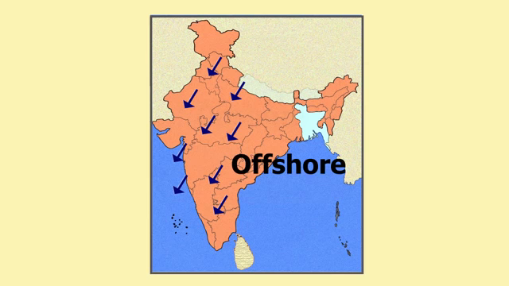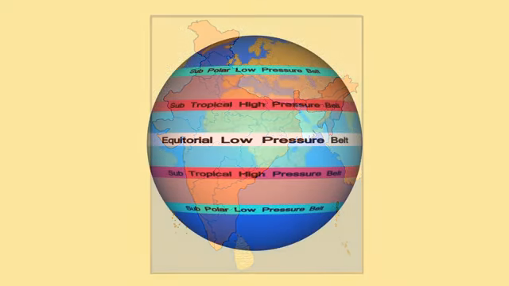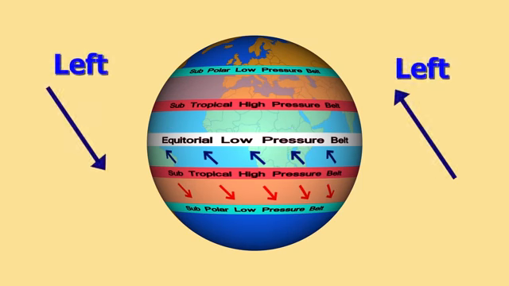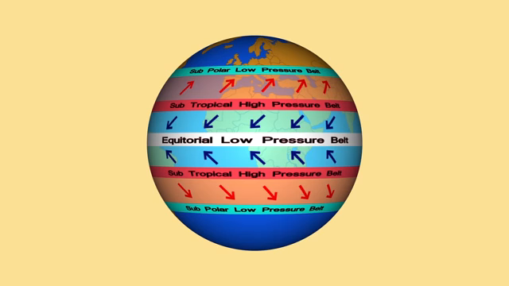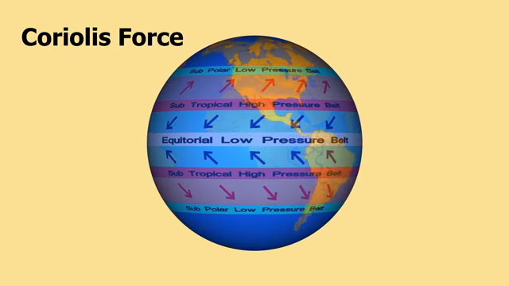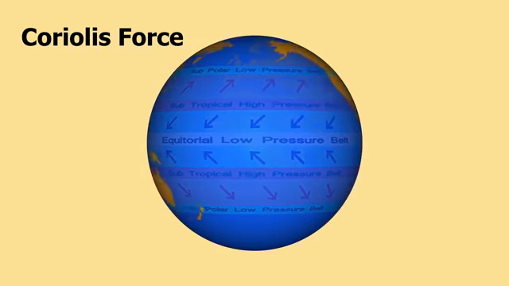Why do these winds deflect? Actually, these winds deflect to the right in the northern hemisphere and they deflect to the left in the southern hemisphere. The reason behind that is Coriolis force. Now, what is Coriolis force? It is an apparent force caused by the Earth's rotation.